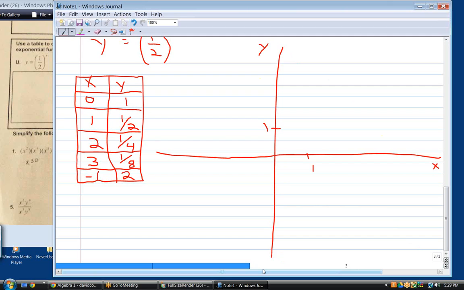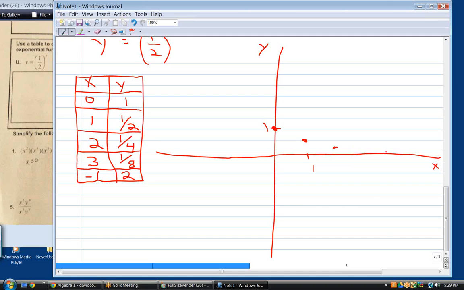1 over 0. 1, 0. Is it 1, 0 or is it 0, 1? 0, 1, exactly. In other words, you always give the first number as the x-coordinate. Where's the next dot go? 1, 1/2. That's right there. The next dot? 2, 1/4.